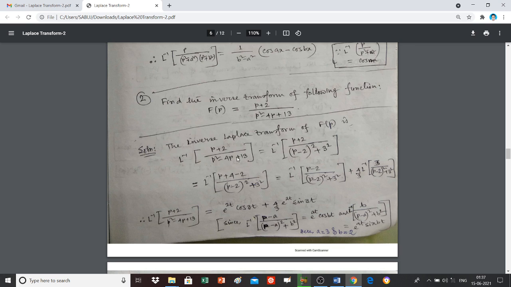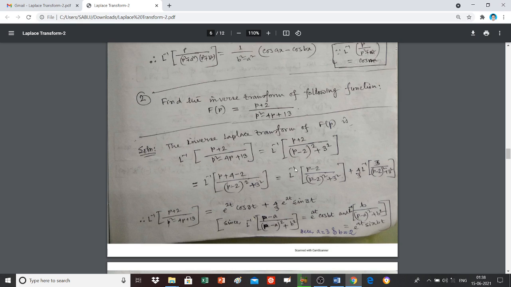and you can write the denominator as p square minus 4p plus 4 plus 9. That means (p minus 2) whole square plus 3 square. You can write this in this way. So that is equal to L inverse, and you can also write this p plus 2 as p minus 2 plus 4. This will essentially give you p plus 2 by (p minus 2) whole square plus 3 square.